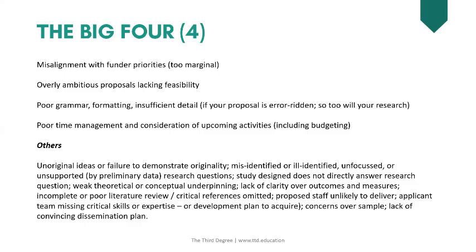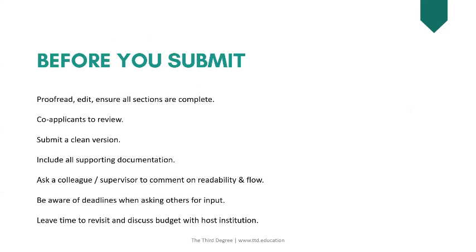So why I list them here is when you've written your grant application, come back and look at each of those and say, have I addressed this section sufficiently to make it worthwhile? Before you submit, very easy: proofread, edit, ensure everything's complete. Make sure your co-applicants review it as well. Submit a clean version, i.e. no markups left. Make sure all your supporting documentation is there. Ask a colleague or supervisor to comment on readability and flow, probably the most important. Be aware of deadlines when asking others for input.